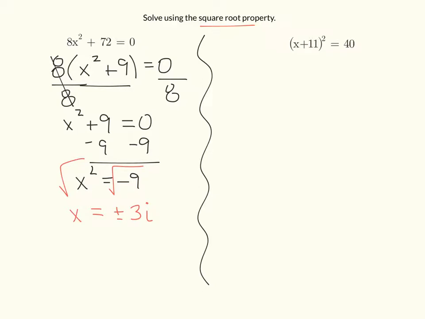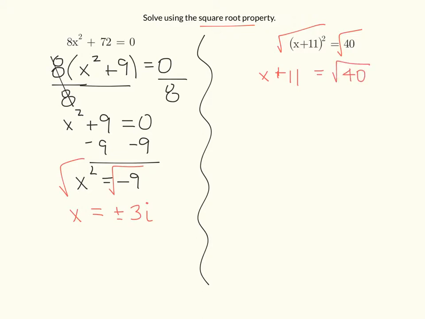Okay, on the right-hand side here, we do have the squared term alone already, so we can actually first take the square root of both sides. And we can do this because x plus 11 is entirely in parentheses, and that entire thing is being squared. So when we square root that, we're just left with x plus 11. It's that simple. And that's going to equal the square root of 40.